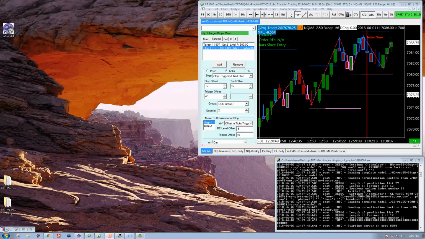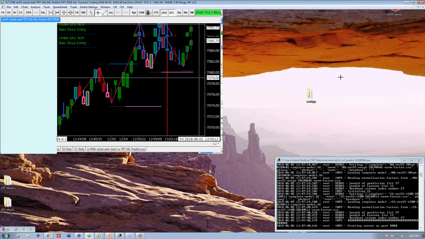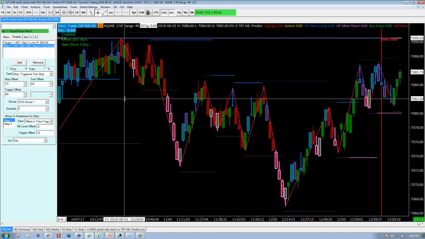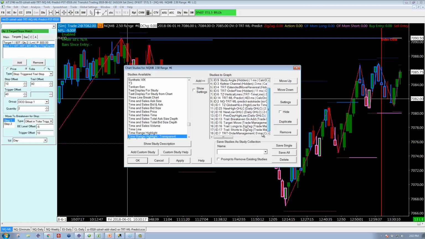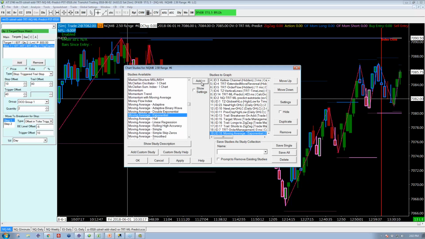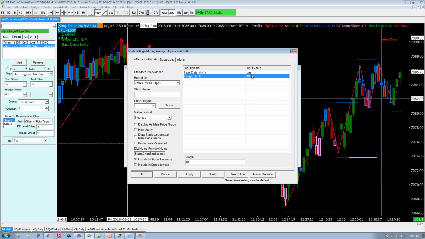All right, so what another member had been doing was looking at a different way to do the entry. You know, we have a VBAR2 entry, and he wanted to add some extra filters. And so what he did is he put in an exponential moving average. This is a 9-period moving average.